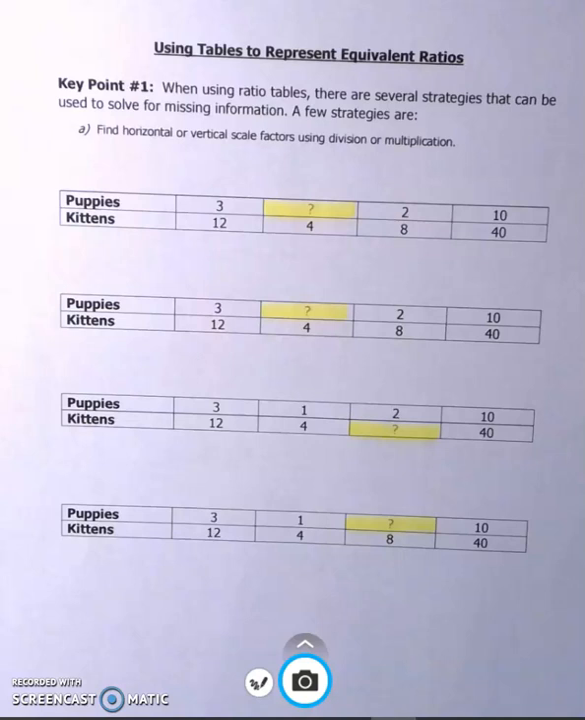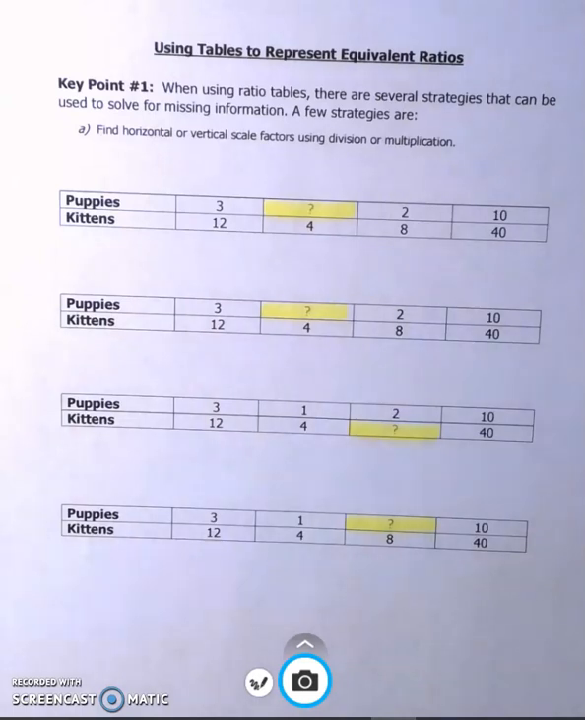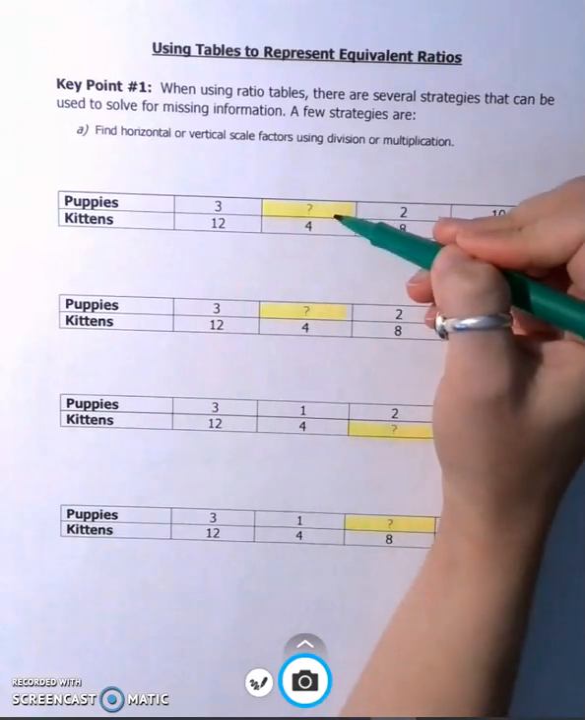Today we're going to go over using tables to represent equivalent ratios and how you can use a table to solve for missing information. So these are your notes in your Schoology folder as well. I'm just going to work through them with you. Alright, so we have a ratio table. We're given a lot of information and we have some missing information.